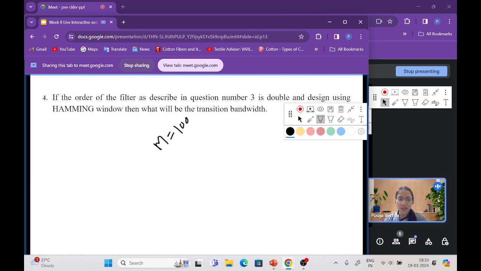So now we need to design with a Hamming window. We need to design a filter with a Hamming window. So what is the transition bandwidth for the Hamming window? That is given in that table. The transition bandwidth is represented as delta omega of the Hamming window. For the Hamming window, it is 8 pi by M. Okay, so we need to find out the transition bandwidth of the Hamming window. So how can we write it? 4 into 2 pi, and 2 pi represents the sampling frequency.